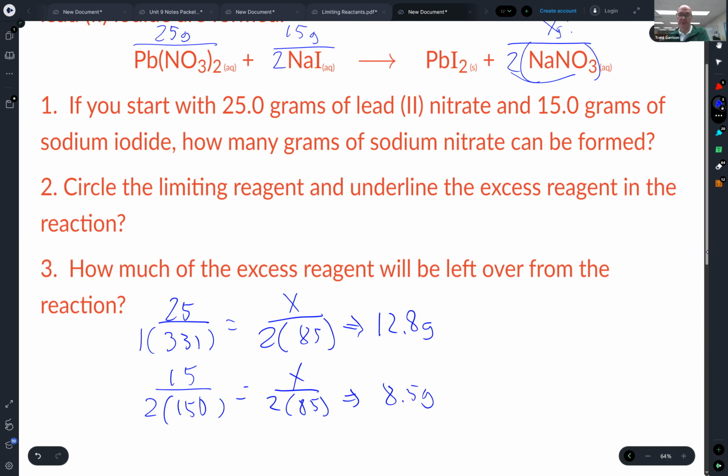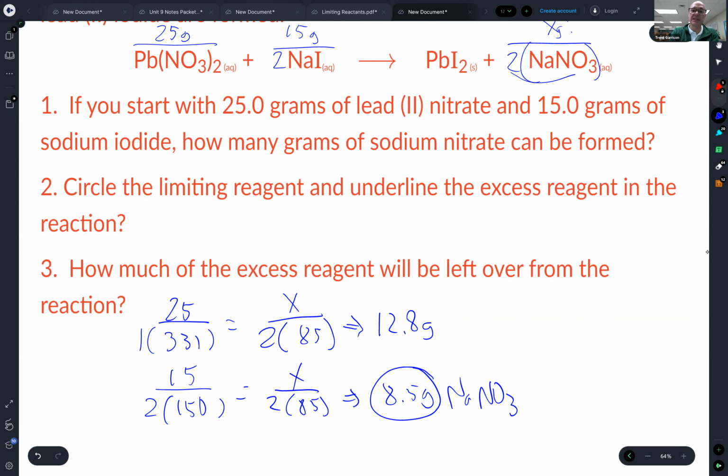8.5 grams. So now I've got 2 different values, but clearly you can see that this second one is the limiting reactant. There is less of this produced, and the maximum amount that is produced is 8.5 grams of the sodium nitrate. What that means is that the second material is in fact my limiting reactant. My excess is going to be the lead nitrate. That was the first material that we used.